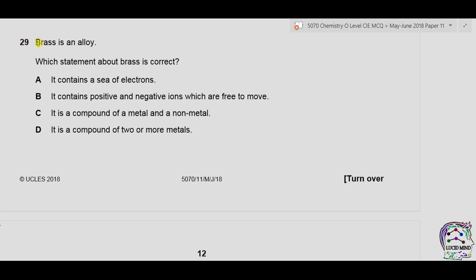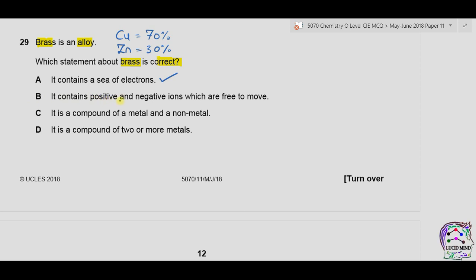Question 29. Brass is an alloy. Which statement about brass is correct? Now brass is an alloy and it is made up of copper and zinc. Both copper and zinc are metals. Copper is about 70% while zinc is about 30% of brass. Statement A, it contains a sea of electrons as brass is made up of metals, so therefore metals consist of a sea of electrons. So statement A is correct.